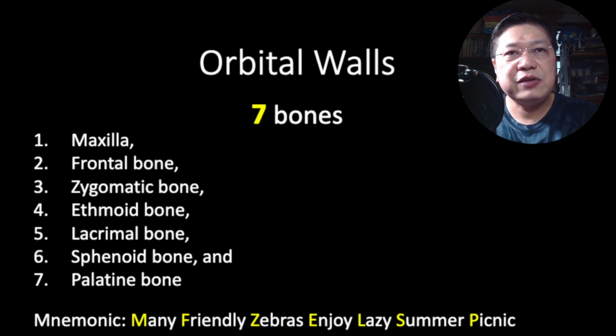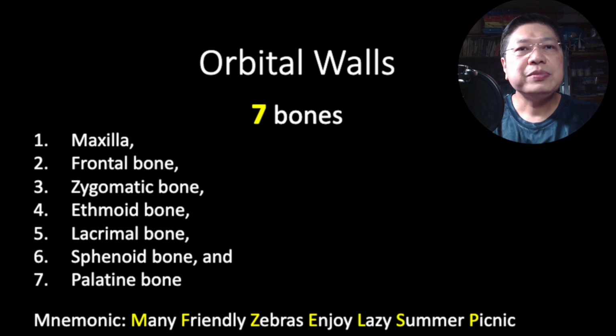So there are 7 bones: the maxilla, the frontal bone, the zygomatic bone, the ethmoid bone, the lacrimal bone, the sphenoid bone, and the palatine bone. In order to memorize this, we made a mnemonic: many friendly zebras enjoy lazy summer picnic.